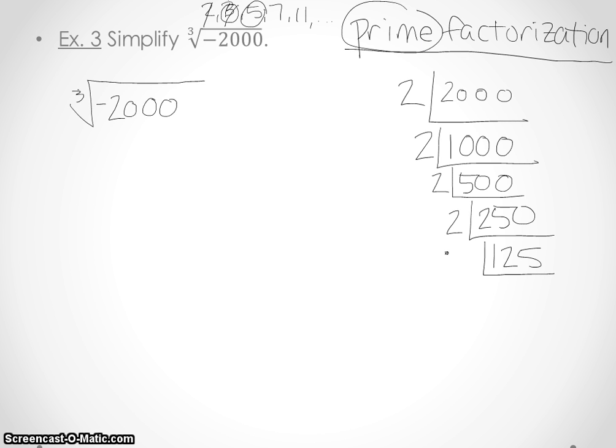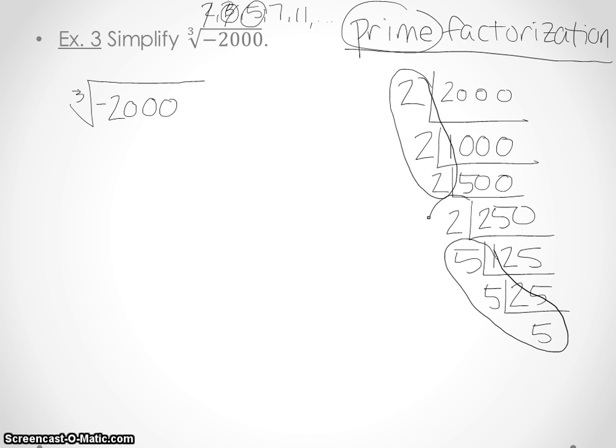5 is next, so 5, yep, this is going to be divisible by 5. 125 divided by 5 is 25. Looks like we can keep going with 5s here, so 5 goes into 25 5 times. Okay, we got a long factor tree here, but we can totally make this work. Now notice we're taking the cube root here, so we want to focus on groups of 3. So we have 3 5s and we have 3 2s, and then we have 1 extra 2. So I'm going to group these as such.